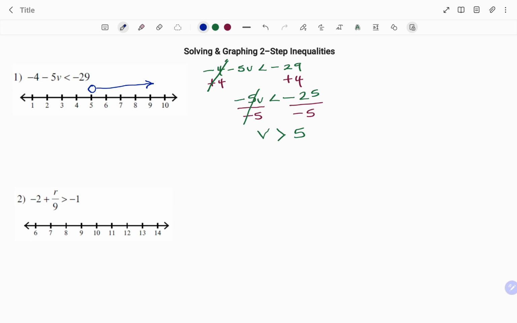In the second example, I have -2 plus r/9 is greater than -1. Like I did earlier, applying the balance method, the first step is to add 2 to both sides in order to take out my -2. So I have on my left +2, and on my right, I'm adding 2.